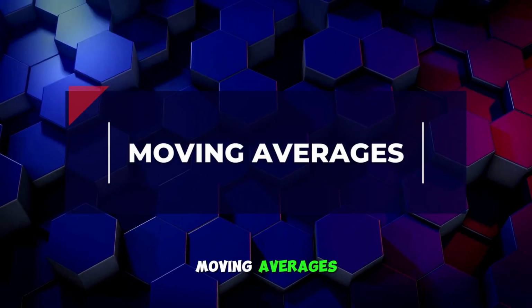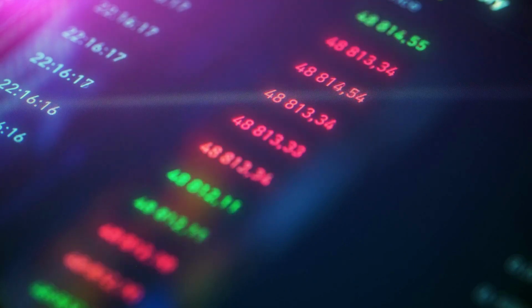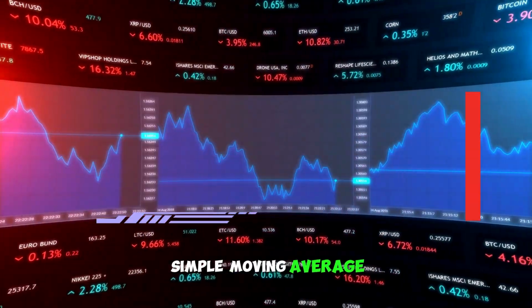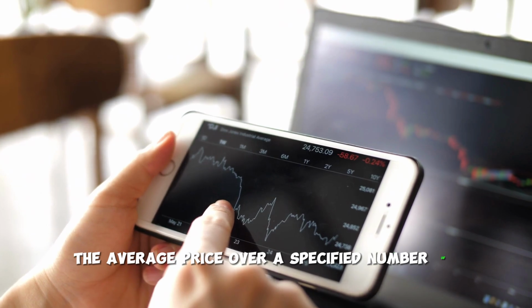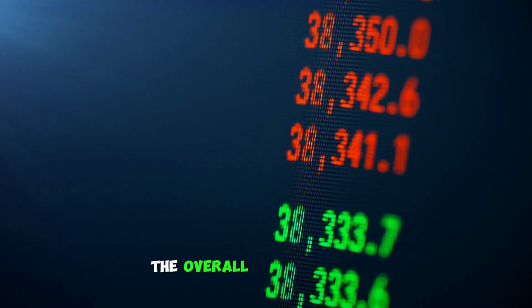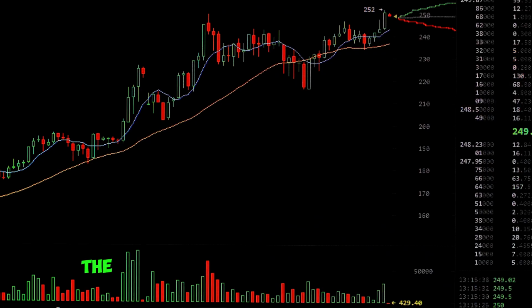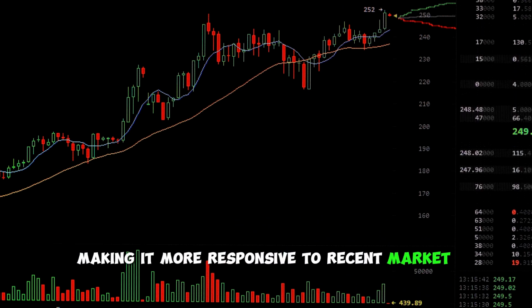Moving averages. Moving averages are popular technical indicators used to smooth out price data and identify trends. Simple moving average: the SMA calculates the average price over a specified number of periods. It's a lagging indicator that helps identify the overall trend direction. Exponential moving average: the EMA gives more weight to recent prices, making it more responsive to recent market developments.